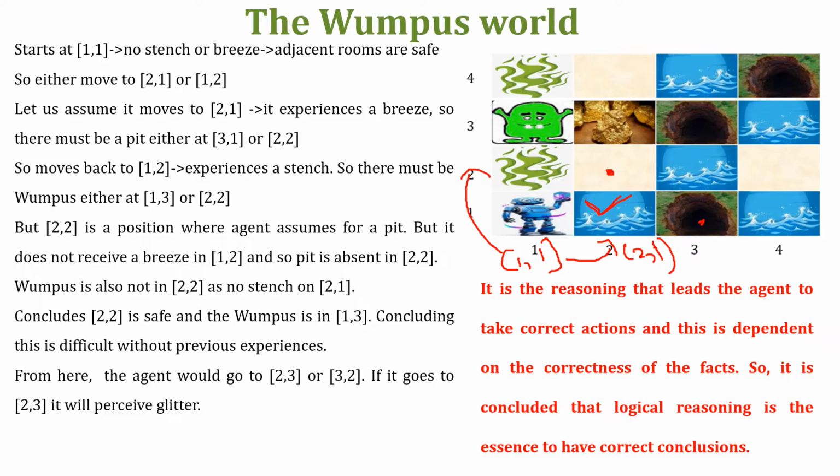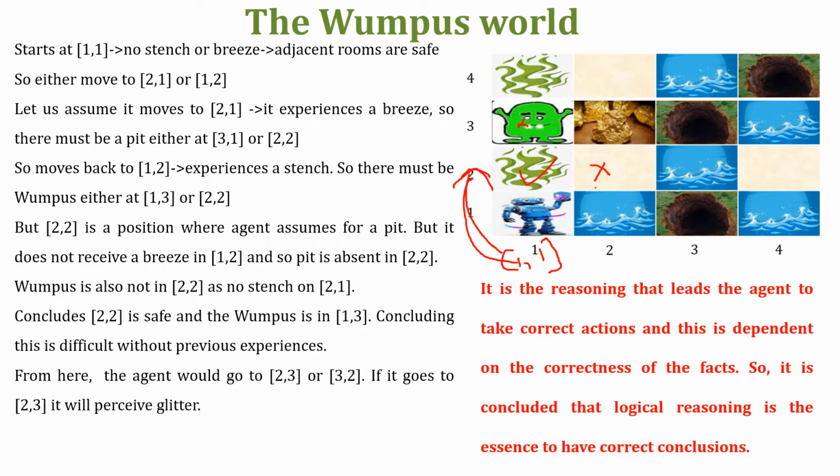So the agent will move back to 1, 2. Now leaving these locations, the agent is moving back to location 1, 2. Here in this location, it is experiencing a stench, which indicates there must be a Wumpus either at 1, 3 or 2, 2. We are excluding the diagonal.